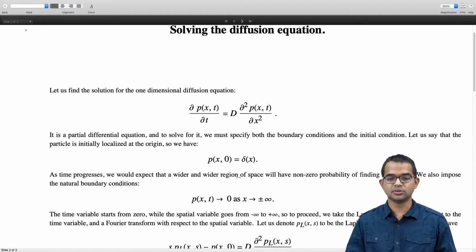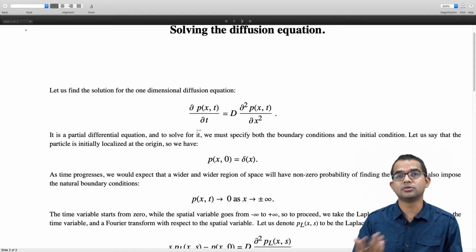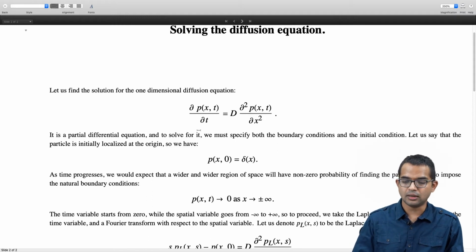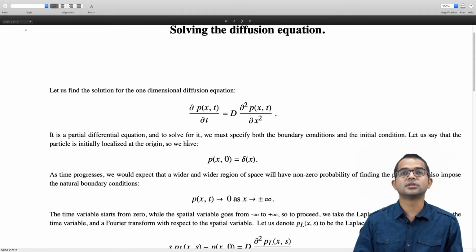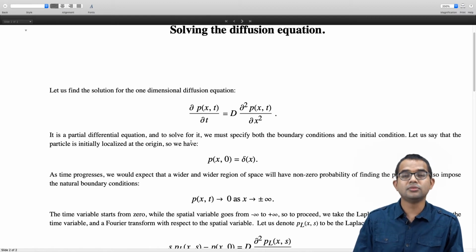So the time variable starts from 0, and the spatial variable goes from minus infinity to plus infinity. We will solve this problem by taking a Laplace transform with respect to time, where the variable t goes from 0 to infinity. The Laplace transform is a suitable transform to take here. On the other hand, with respect to the spatial variable, which goes from minus infinity to plus infinity, we'll take a Fourier transform, right?